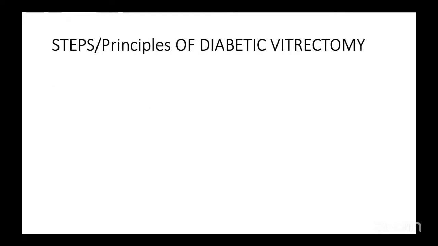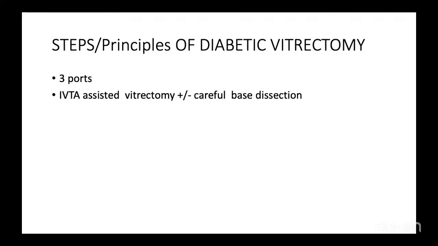So the steps of diabetic vitrectomy. This is a question one of my examiners asked me, so you should know. After making 3 ports, triamcinolone-assisted vitrectomy, plus one can do careful base dissection, which may not always be done. These are the things you should be able to utter, at least bring out from your mouth.